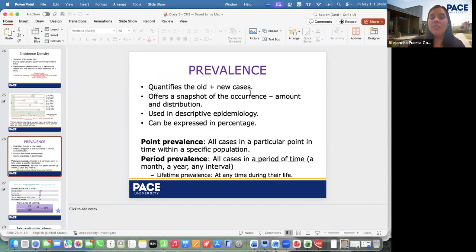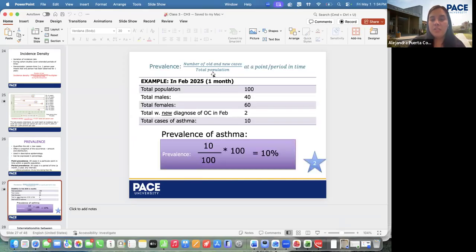Okay, prevalence, the old and the new, right? Divided by everyone, total population. So old and new cases. So if I have 2 new cases of ovarian cancer in February, and I had 3 in the rest of the year, how many do I have? 5, right? Divided by 100.